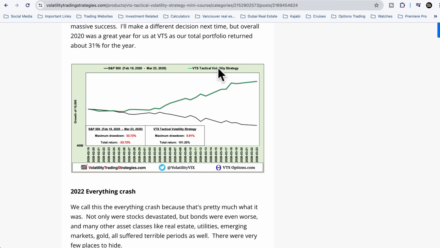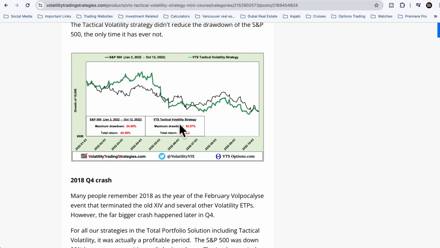So again, here we go in the COVID pandemic, up 100%, stocks were down 34. What is this one? Oh, this is 2022. You can see here in one clear chart why 2022 was such a frustrating year for so many investors, including myself. Volatility just didn't spike. So we didn't get the signals to move out into safety very efficiently. And as a result, we didn't outperform the stock market in 2022. It was just one of those years where everything was down.